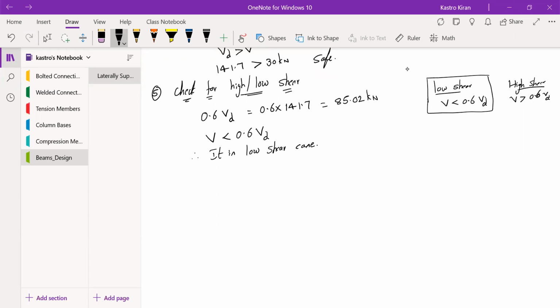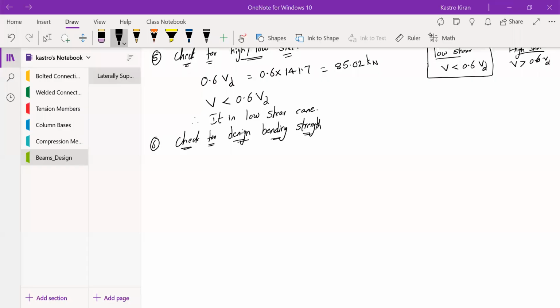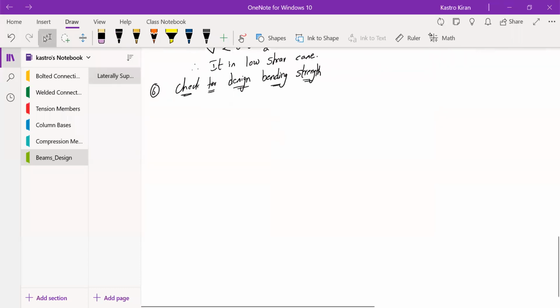So the next thing which we are going to find out is the check for design bending strength. So let's write the next step. The next step is a check for design bending strength. Now, how will you find out the design bending strength? It depends on the value of MD.